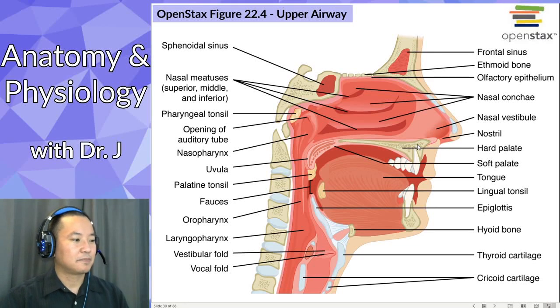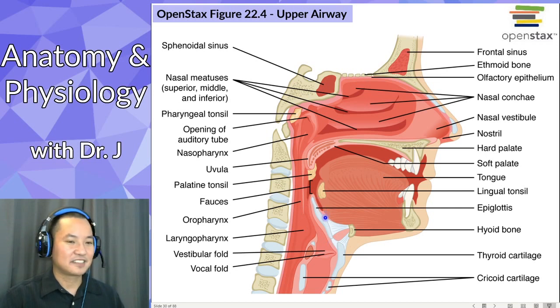Okay, so then this is your upper airway, and again, the thing is that when you eat, which tube do you want it to go down? Your digestive tract or your respiratory tract? Again, you don't want it to go down into your respiratory tract because that's going to block your airways and cause you to aspirate, right? So that's why you have this structure right here.